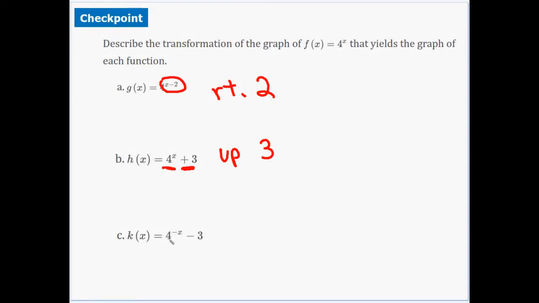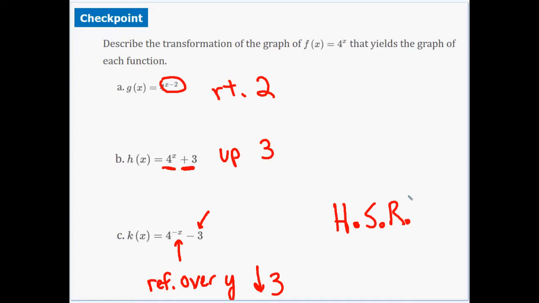Okay, now here, careful, we got 2 going on. We've negated the exponent, so that's going to be a reflect over the y-axis. And then here we've got a minus 3, so that's also down 3 units. But remember, there is an order to these. If you remember from college algebra, maybe you heard the acronym high school RV. We got to do them in this order.